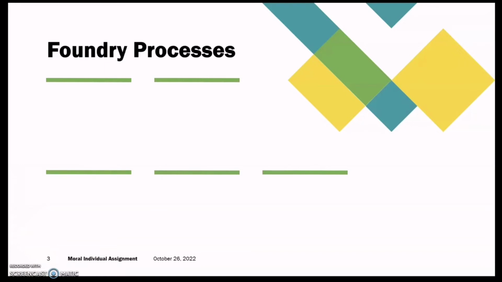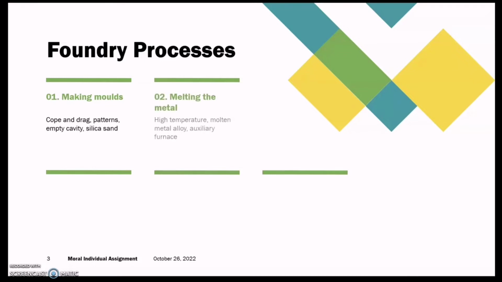First of all, before we look into sand casting, let us have a quick look at what exactly a foundry process is. First, making mold. In this stage, cope and drag, patterns, empty cavity, and silica sand are constructed. Next, melting the metal. The solid metal is exposed to high temperature in a furnace to become molten metal. It has to be in molten state only, then it can follow the shape of the cavity.